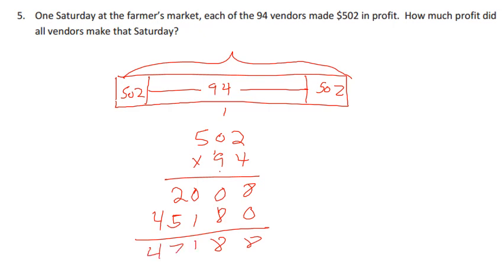Adding them up, we get 47,188. Let's do an estimate. That's 500, and 94 would be closest to 90. Multiply them, we got 3 zeros and 45. So it should be close to 45,000. We have 47,000. So that checks. It's always good to do an estimate to verify how close your answer is.